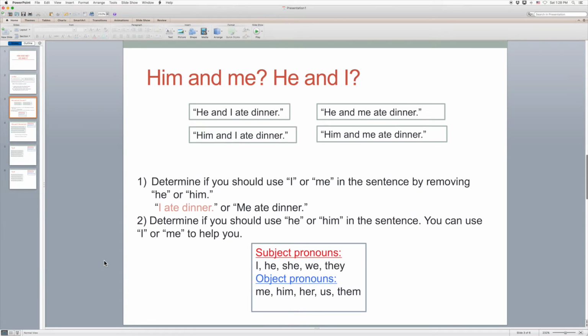After you have determined if it's I or me, then it's a little bit simpler to determine if you should choose he or him. You can use I or me to help you. So since we know I ate dinner, we chose the I. We can just look at the other subject pronouns. You're going to stick with the same category of pronoun. So if you choose I, and that's a subject pronoun, you can only choose other subject pronouns to go with you. So in this case, he is right here.